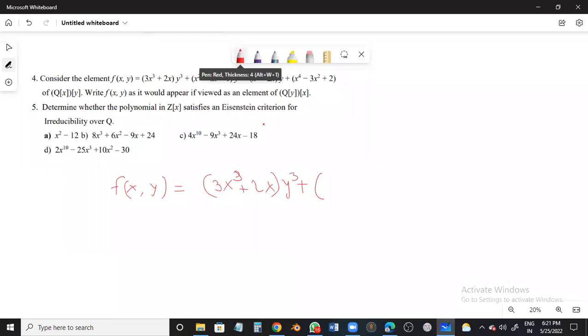Okay, I would like to go with this. This is x square minus 6x plus 1 times y square. Plus you have bracket x raised to 4 minus 2x times y. And plus you have bracket x raised to 4 minus 3x square plus 2.